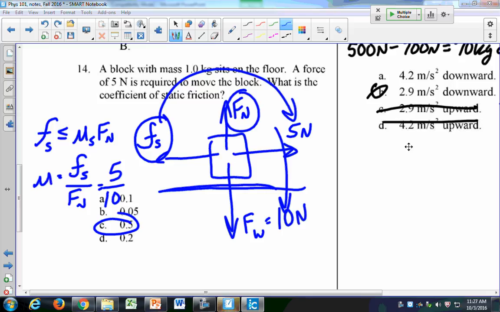I didn't write out Newton's laws, but I could say 5 minus Fs is equal to 0, and Fn minus 10 is equal to 0. But as you get more and more practice, you won't have to do all those different steps. You can do them in your head. And that's all I did here because they were fairly straightforward.